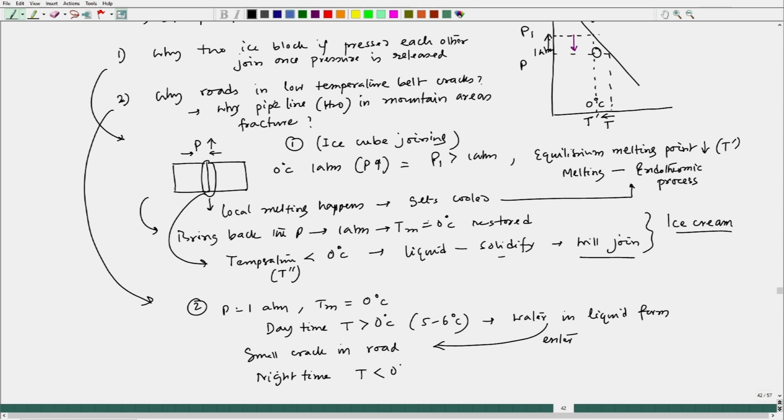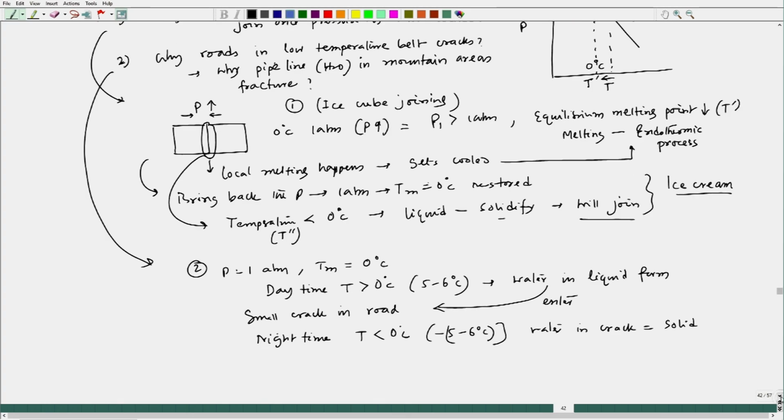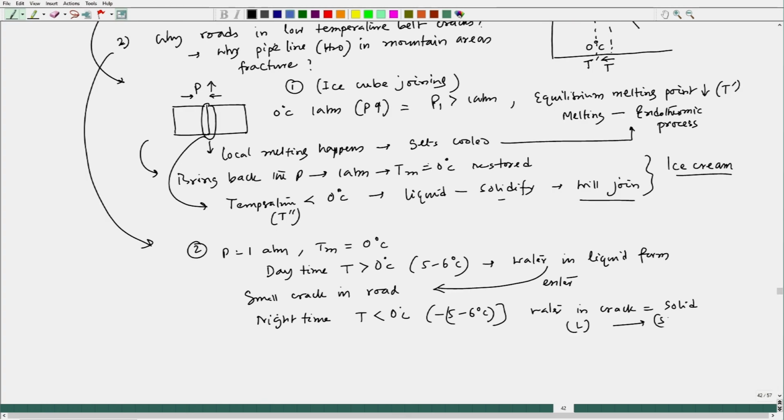Temperature drops below 0 degree Celsius, let us say minus 5 to 6 degree Celsius. Okay. So, then this water in the cracks would become solid. Now, when liquid goes to solid, and when this transformation happens, for the same amount of, let us say, 1 mole of liquid water, or whatever amount is present there, there would be a volume change, and this volume change is positive.